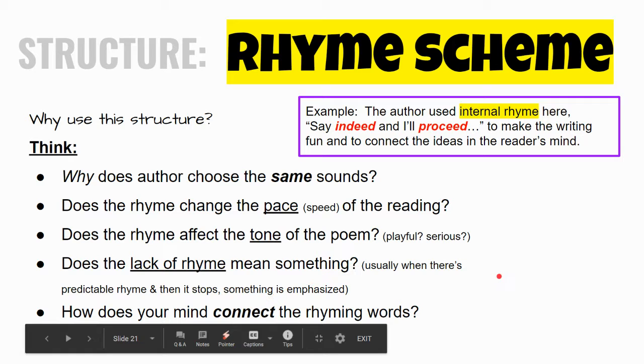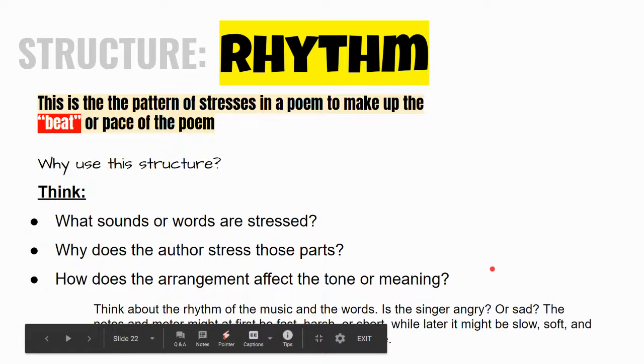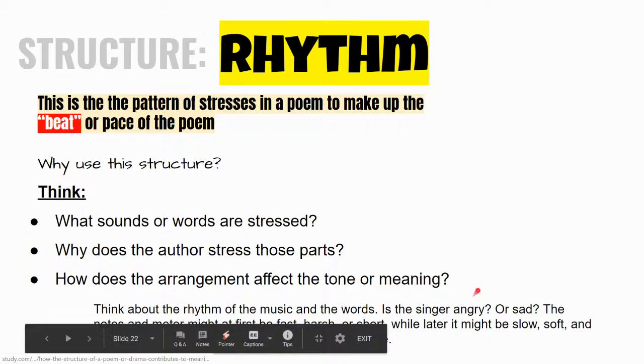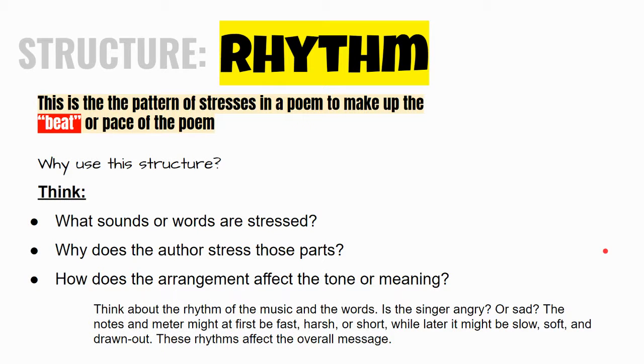Okay, and then this is also fun too. Think about the rhythm. Think about the songs that you guys listen to. Think about what is the beat? How does the author create a beat? What words or sounds are stressed? Why are they stressing those? Okay, so if you think about some of the things that you guys have heard in lyrics, think about, is the singer angry? Are they sad? Is it fast? Is it harsh? Is it slow? So think about the beat and how does that affect the meaning?